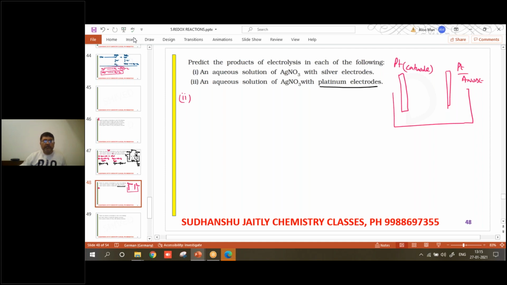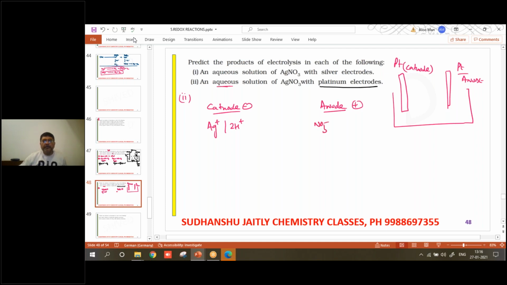We are into the second part. Now the cathode and anode. एनोड पे पॉजिटिव, कैथोड पे नेगेटिव। एनोड पे केटायन जाएगा, कैथोड पे केटायन जाएगा। Silver will go, and please don't forget it is aqueous. Water will also produce H+. Got it?